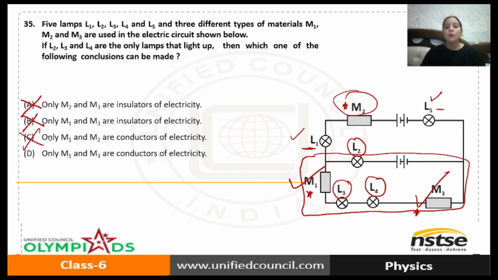M1 and M2 are conductors? No. If M2 were a conductor, then these bulbs would also have lit up. M1 and M3 are conductors, true, because only the bulbs arranged below in this circuit, L3 and L4, glow. So that means they are completing the circuit and allowing the current to pass. Therefore option D is undoubtedly correct.